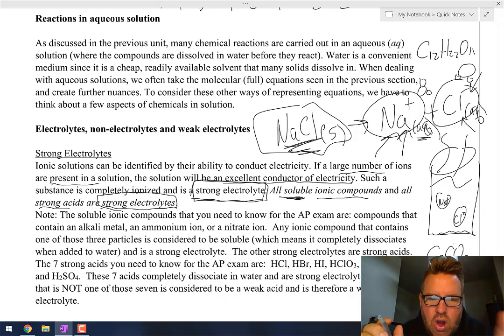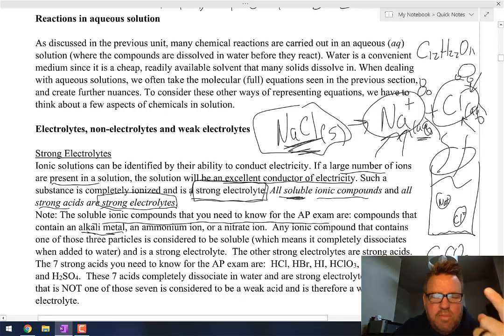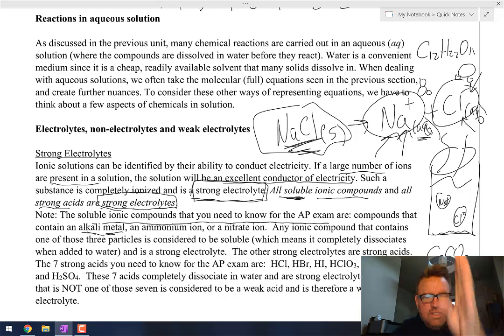Okay, how do you know? Well, there's a big, long list, but again, for the AP test, I said, you know what, forget about the big, long list. Let's just focus on a few of these. So the soluble ionic compounds that you need to know, which means you need to have in your brain, are compounds that contain an alkali metal. What's an alkali metal? Lithium, sodium, potassium, rubidium, cesium. The ones in that very first column, obviously other than hydrogen. Okay, so lithium down are the alkali metals.